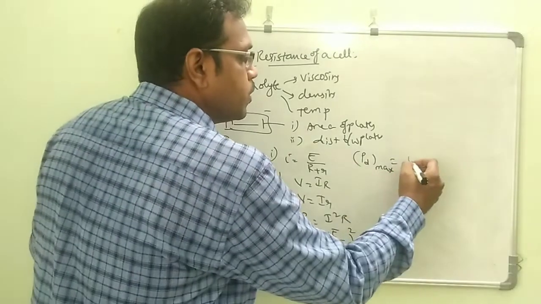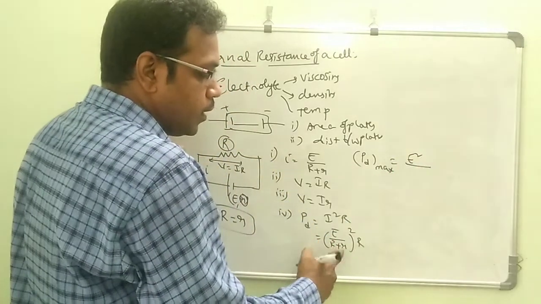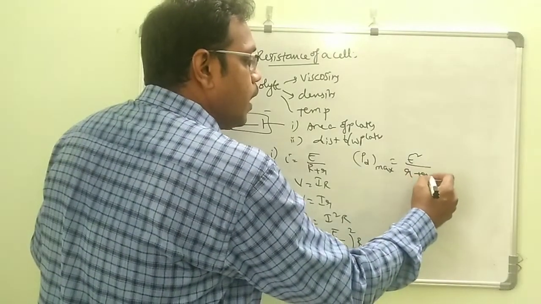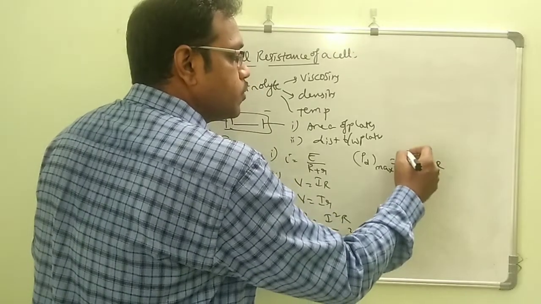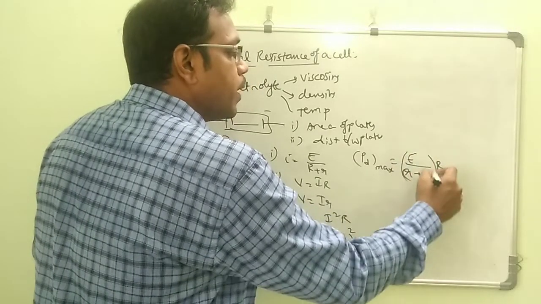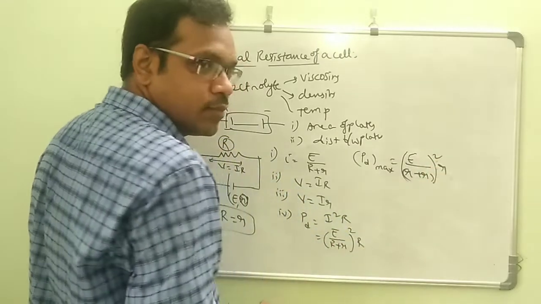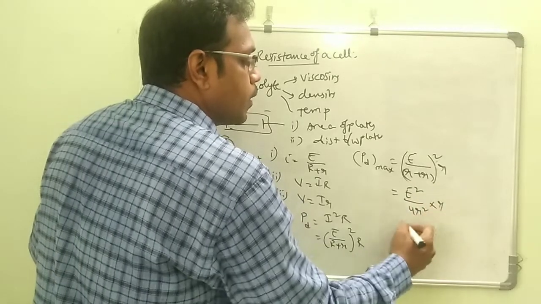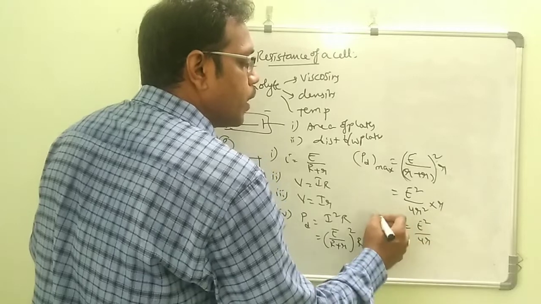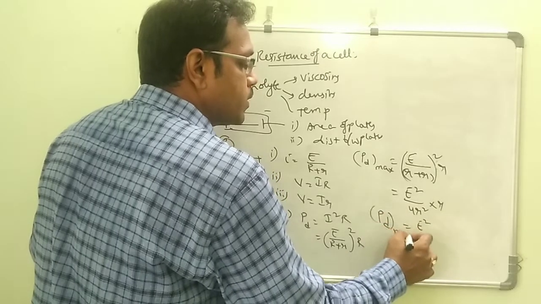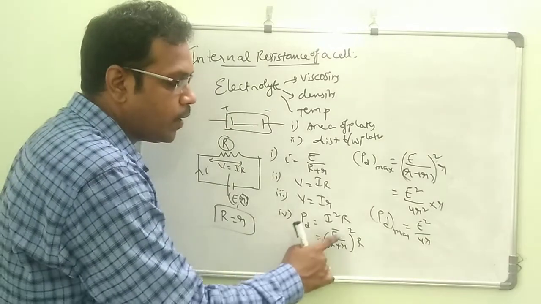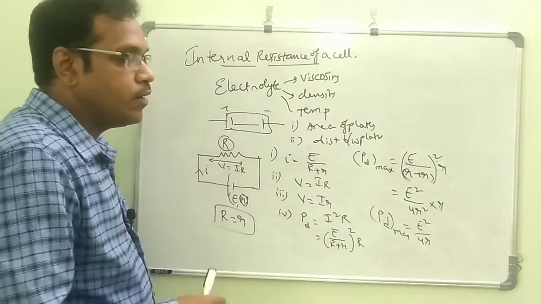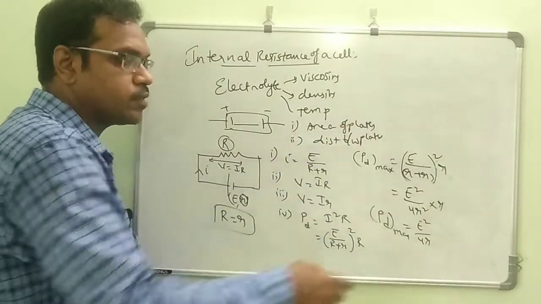So P is equal to E square by, in the place of R, you need to take small r. That is (R plus r) whole square into R, so in this also we can take small r, and E square by 4r square into r. So E square by 4r, that is the maximum power dissipation. This is power dissipation, E by (R plus r) whole square into R, and this is the maximum power formula. By this we can find out certain factors like this.